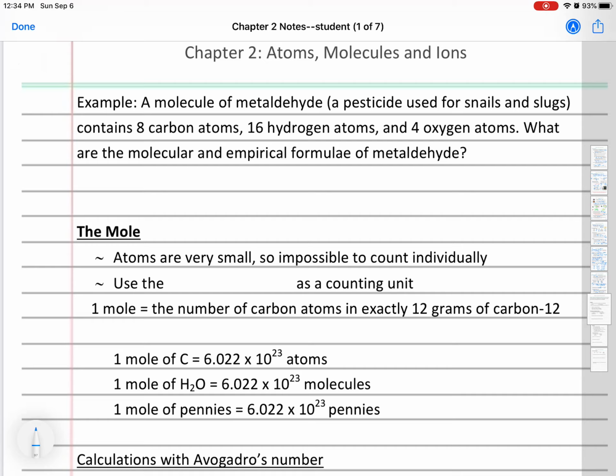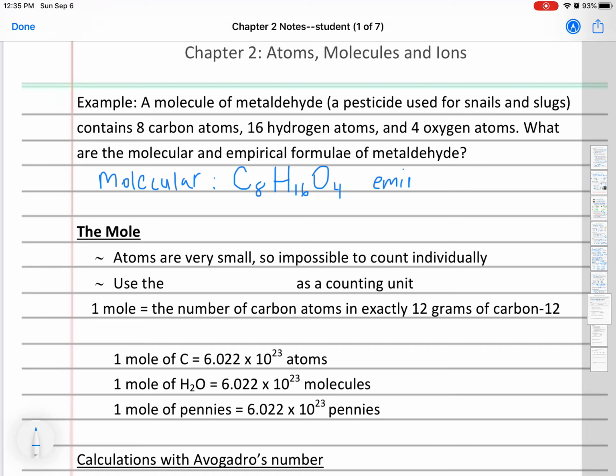So here's a quick example problem. A molecule of metaldehyde, which is a pesticide that's used for snails and slugs, contains 8 carbon atoms, 16 hydrogen atoms, and 4 oxygen atoms. What are the molecular and empirical formulas? So the molecular formula, it basically told us in words, and we're just writing it out in symbols. It has 8 carbon atoms, so we put C with the subscript of 8, 16 hydrogen atoms, H with the subscript of 16, and 4 oxygen atoms.